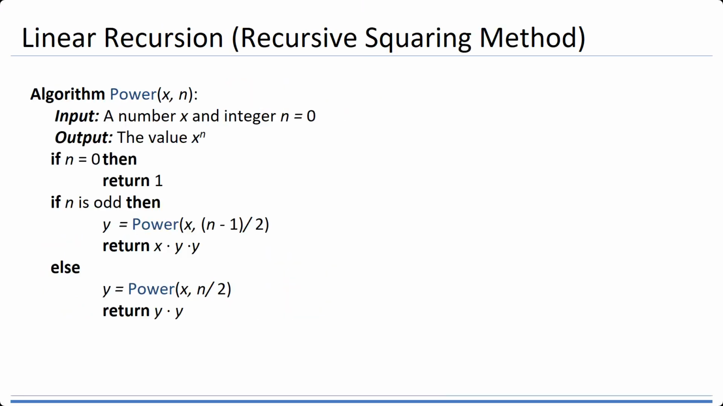So using this squaring method or this recursive squaring method, now we have another kind of condition. When the n equals to 0, let's return 1. But when the n is odd, we do this function. When the n is even, or else, we do this function. Okay.